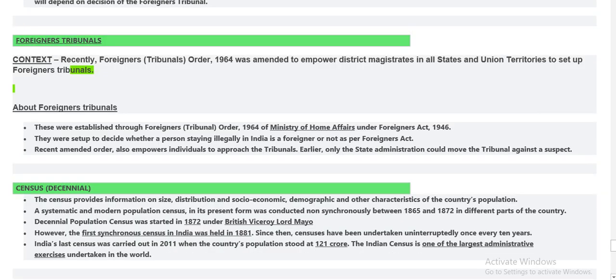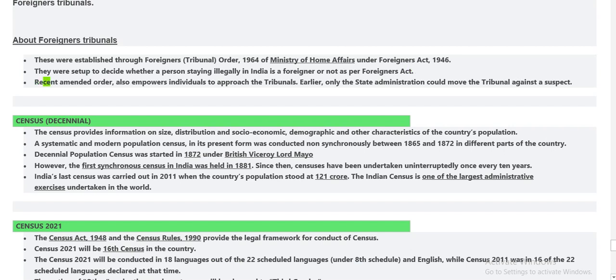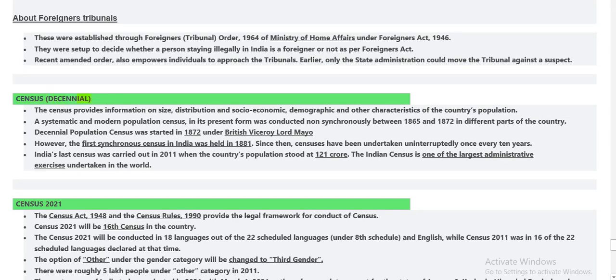Foreigners Tribunals. Context: recently, the Foreigners Tribunals Order 1964 was amended to empower district magistrates in all states and union territories to set up foreigners' tribunals. About foreigners' tribunals. These were established through the Foreigners Tribunal Order 1964 of the Ministry of Home Affairs under the Foreigners Act 1946. They were set up to decide whether a person staying illegally in India is a foreigner or not as per the Foreigners Act. The recent amended order also empowers individuals to approach the tribunals. Earlier, only the state administration could move the tribunal against a suspect.